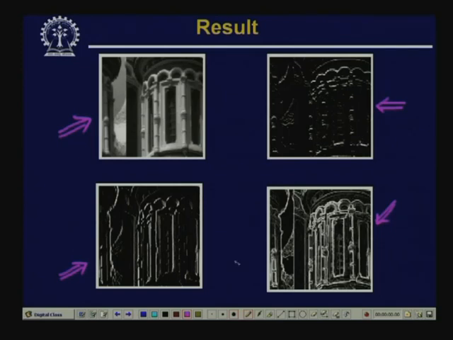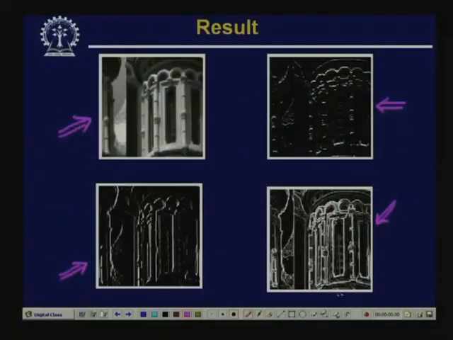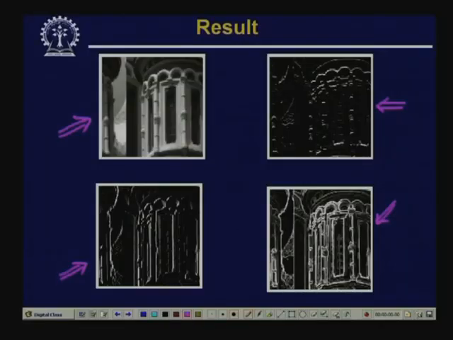If you compare this image with your original image, you find that the different edges present in the original image have been extracted by the Sobel edge operator. By combining the output of the vertical mask and the output of the horizontal mask, we can identify the edges which are there in various directions. That is what we have got in the fourth image.